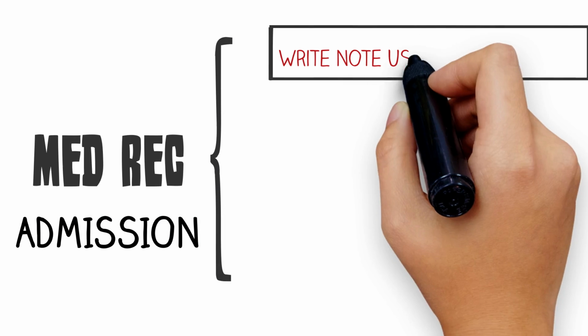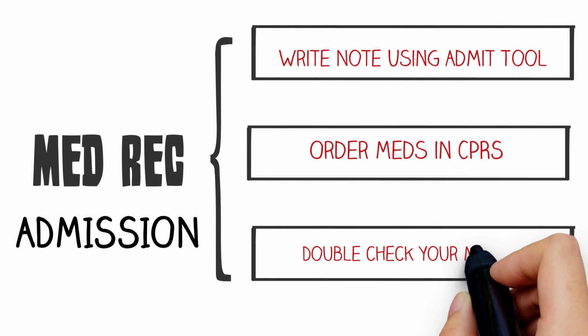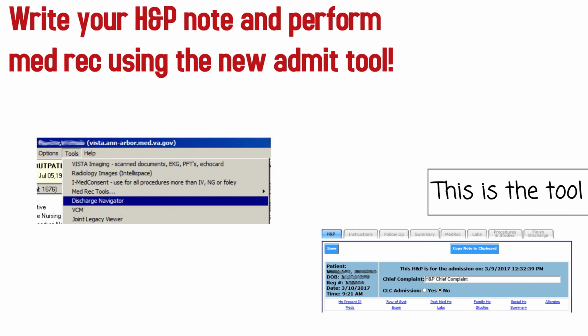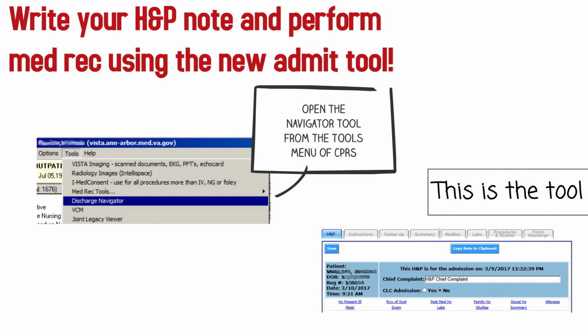MedRec at admission is as easy as writing your note using the new tool, ordering your medications in CPRS, and then double-checking your medications. You will be writing your H&P note and performing MedRec using the new Admit tool. To open up the tool, go to the Tools menu of CPRS and select the Navigator tool.